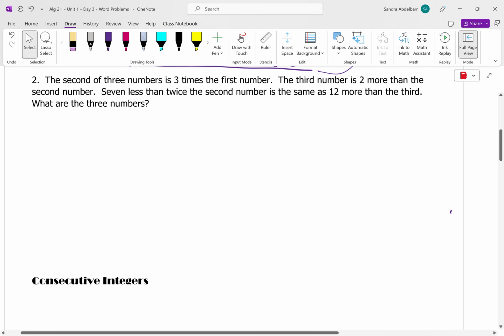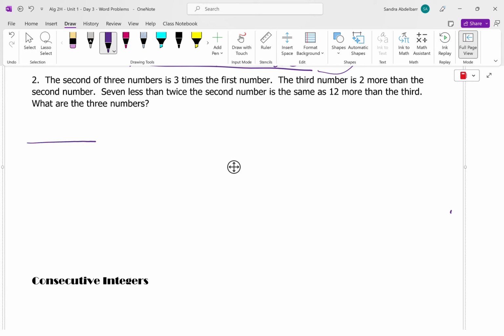The second of 3 numbers is 3 times the first number. The third number is 2 more than the second number. 7 less than twice the second number is the same as 12 more than the third. What are the 3 numbers? Okay, so here we're not just comparing one number's quantity to another number's. We are comparing 3 different numbers. So whenever we're comparing more than just one thing to another thing, I like to make a chart.